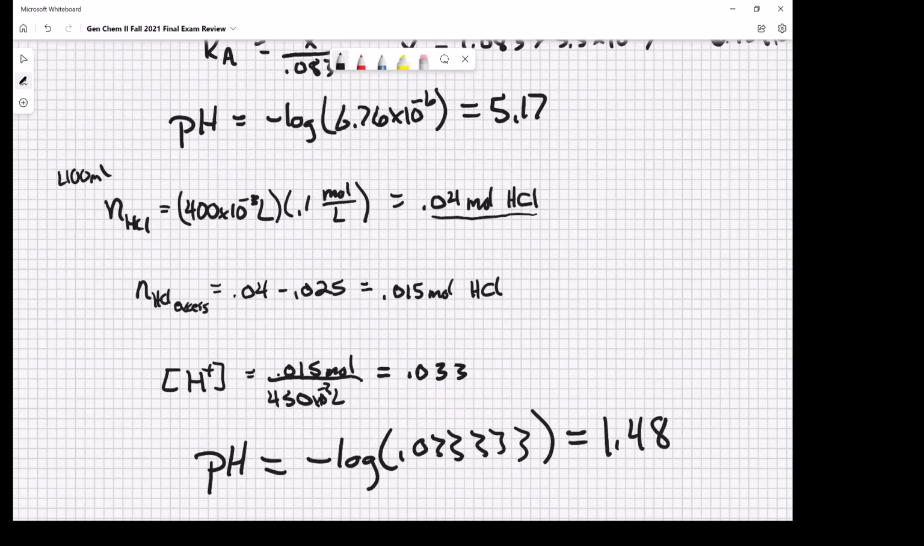All right, so that's our three different cases. I guess actually four different cases: the initial, the before equivalence point, the equivalence point, and then past the equivalence point. Those are the calculations that we can make in each of the cases. All right?